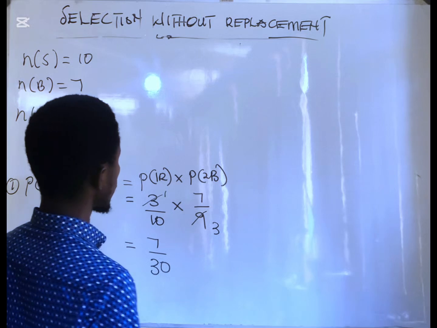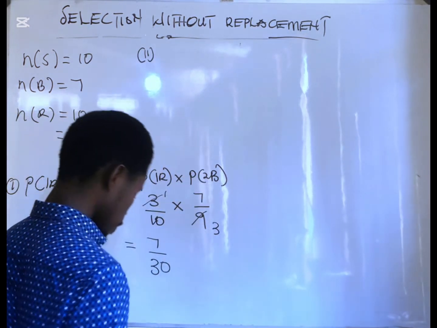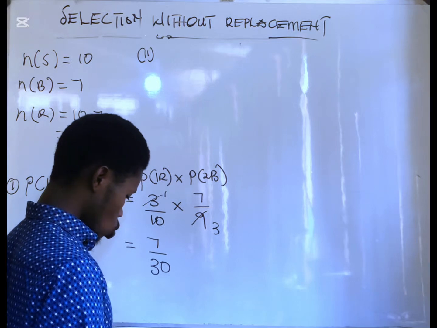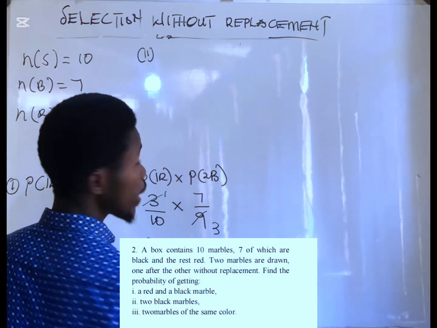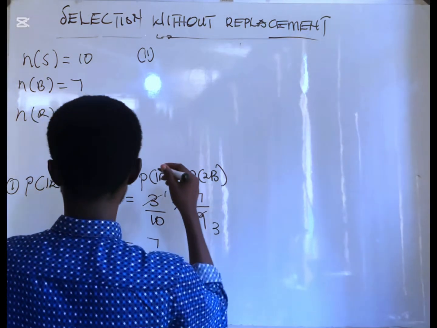Is that okay? Good. Now I move to part two, 2 black marbles. So here, the first and the second are all black. That's why I say 2 black marbles.